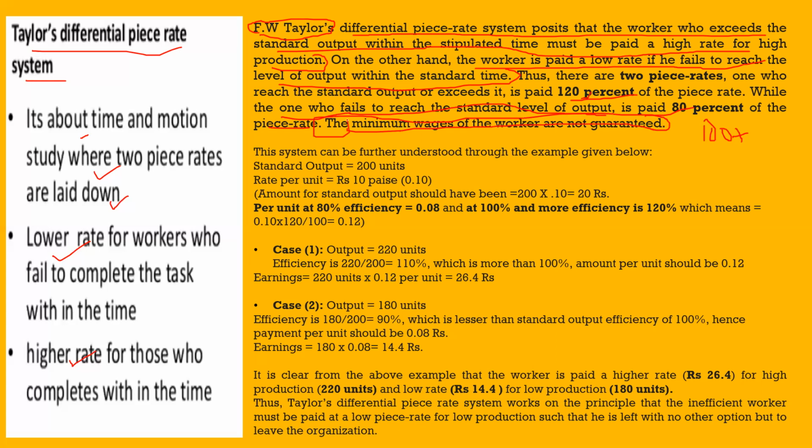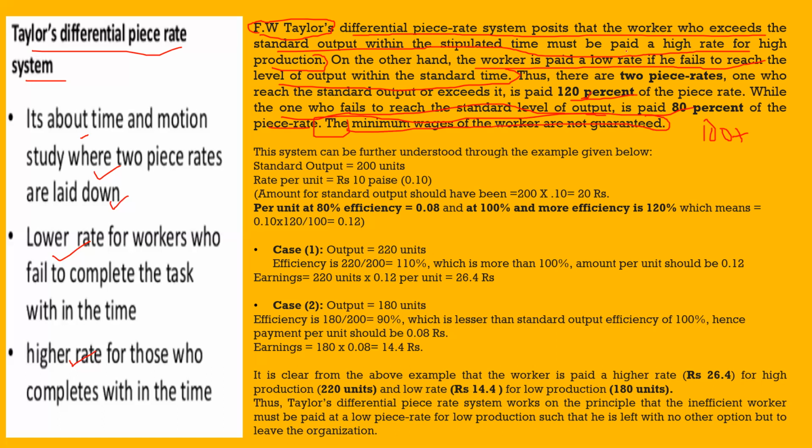In the previous incentive plans, we understood that there was a minimum wage. Here there is no minimum wage. If you're working well, you will be paid. If you're not working well, you'll be paid less. Okay, let's understand this with an example.